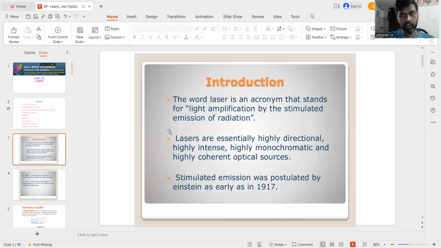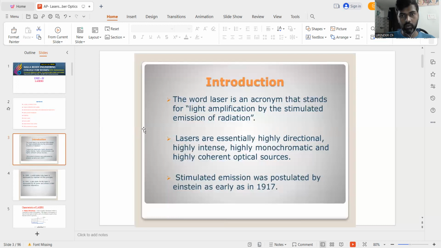Now, first coming to the introduction part. The word laser is an acronym that stands for light amplification by stimulated emission of radiation. Light gets amplified. We are taking an ordinary light and amplifying that light through the mechanism called stimulated emission of radiation.